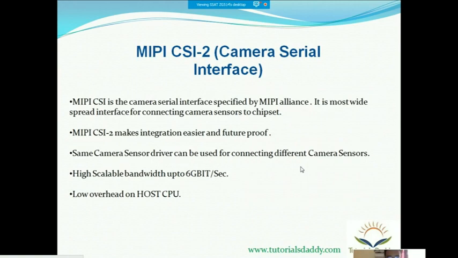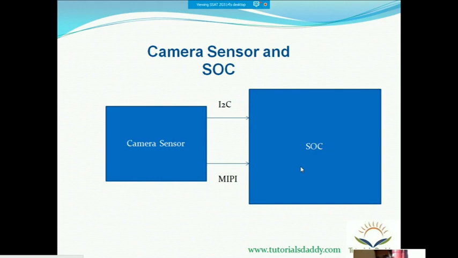Here I have written some points about MIPI CSI. MIPI CSI is a camera serial interface specified by the MIPI Alliance. It is the most widely spread interface for connecting a camera sensor to the chipset, as I said earlier. And MIPI CSI2 makes integration easier and future proof. How is that so? On our SoC side we will have the MIPI CSI interface, which is a generic interface. You can connect any camera sensor to the same MIPI CSI interface. It means different camera sensors can be connected to the same MIPI CSI interface, and the same MIPI CSI driver will be controlling that particular camera sensor.